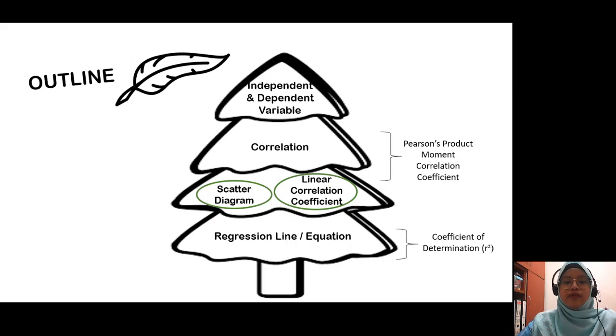Okay, done with finding the regression line. We have to find the coefficient of determination, which is r squared. So how to find the r squared? You have to square the value of your linear correlation coefficient. So first of all, in this video, we focus on the first part. What are the independent and dependent variables?